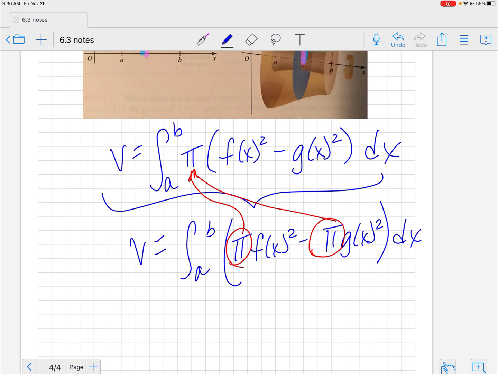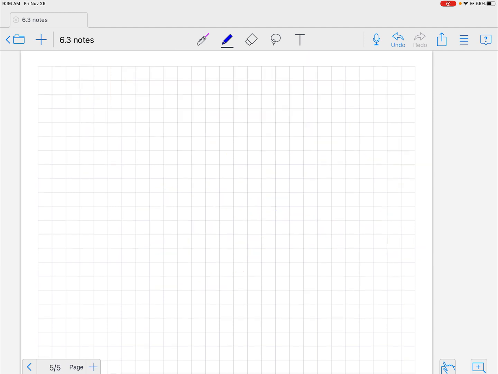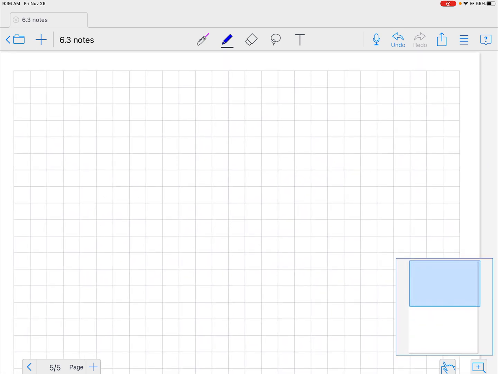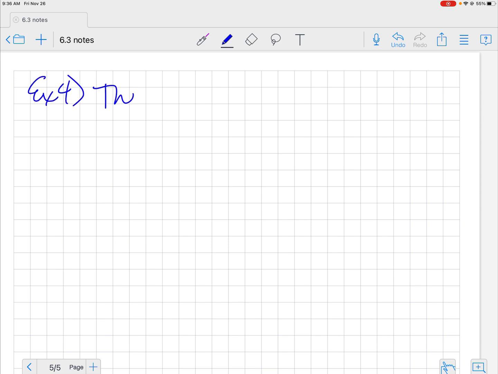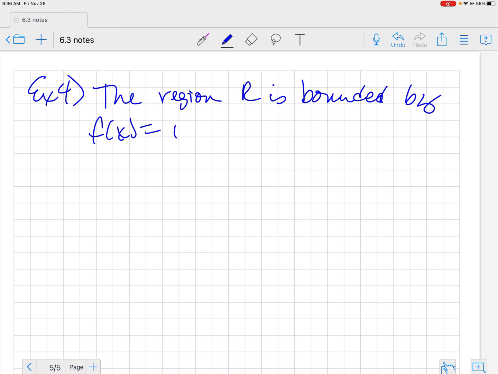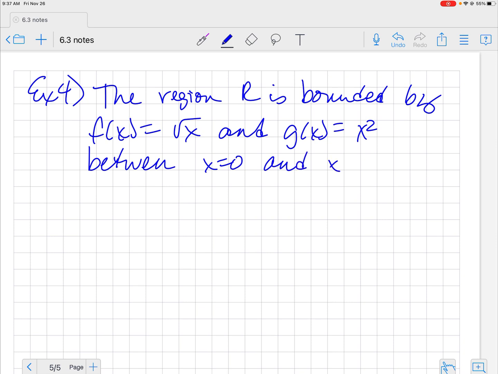Okay, let's try one. So, I should have written this, but I didn't, so that's okay. We'll copy this down right here. So let's try this one. Right here is example 4. The region R is bounded by f of x is equal to the square root of x, and g of x is equal to x squared. And I'm going to take that between x is equal to 0 and x is equal to 1. So that's real tight. What is the volume revolved about the x-axis?